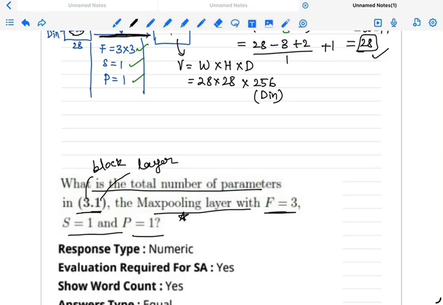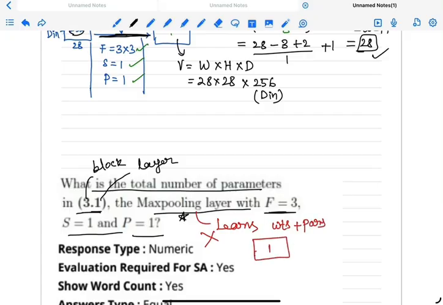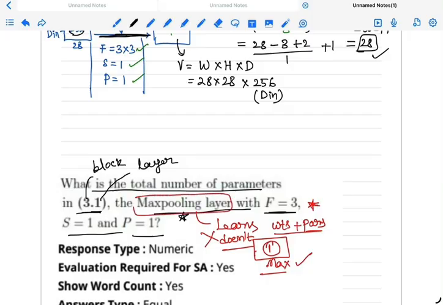So the max pooling layer does not have any parameters, because the max pool layer does not learn any biases or weights. It only selects the maximum value from the given input. It does not learn any weights and parameters. Remember, this is important: for the max pooling layer there are no parameters, that is, the parameters are 0.